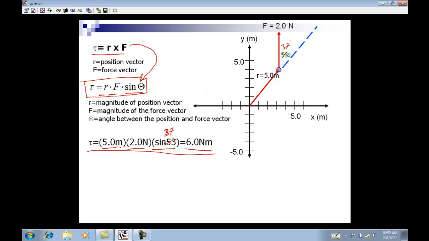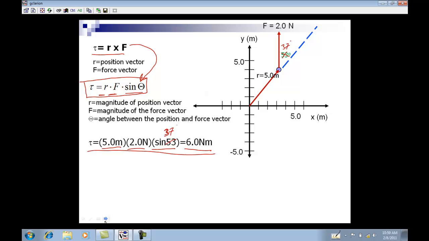37 degrees. R is the angle between your letter R. Nope. Theta is the angle between, yeah. Okay, so theta is this angle. If I extend my R vector and compare it to my force vector, it would be that angle.